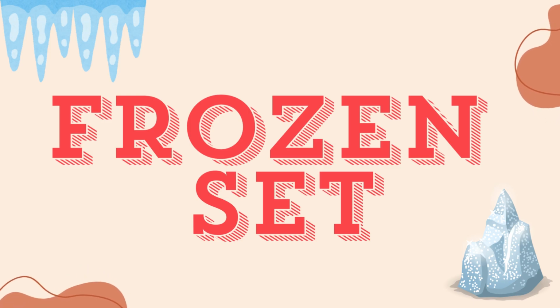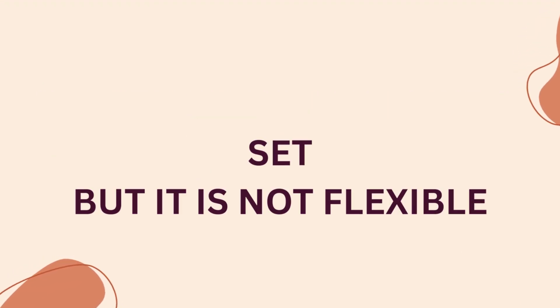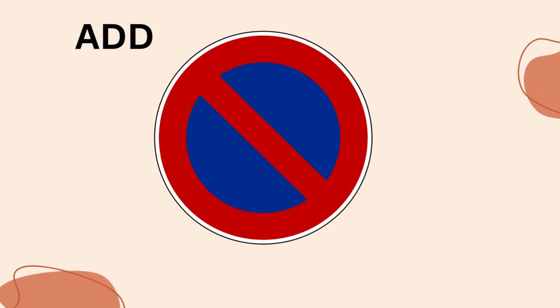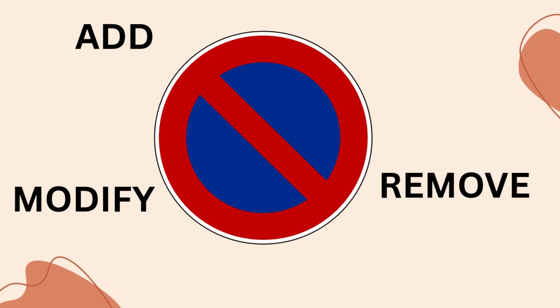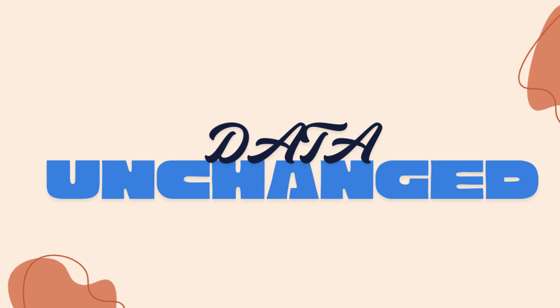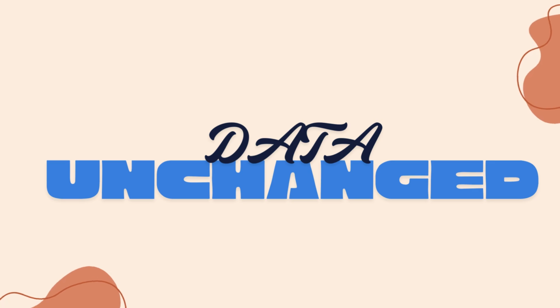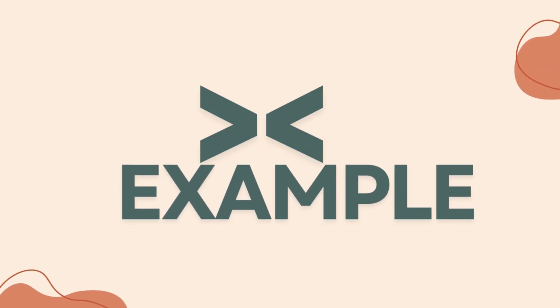Now let's get into a frozen set. Frozen set is also like a set, but it is locked. Once you create it, you can't add, you can't remove anything, you can't modify. Use it when data should stay unchanged forever. Let's understand more about this frozen set with an example.